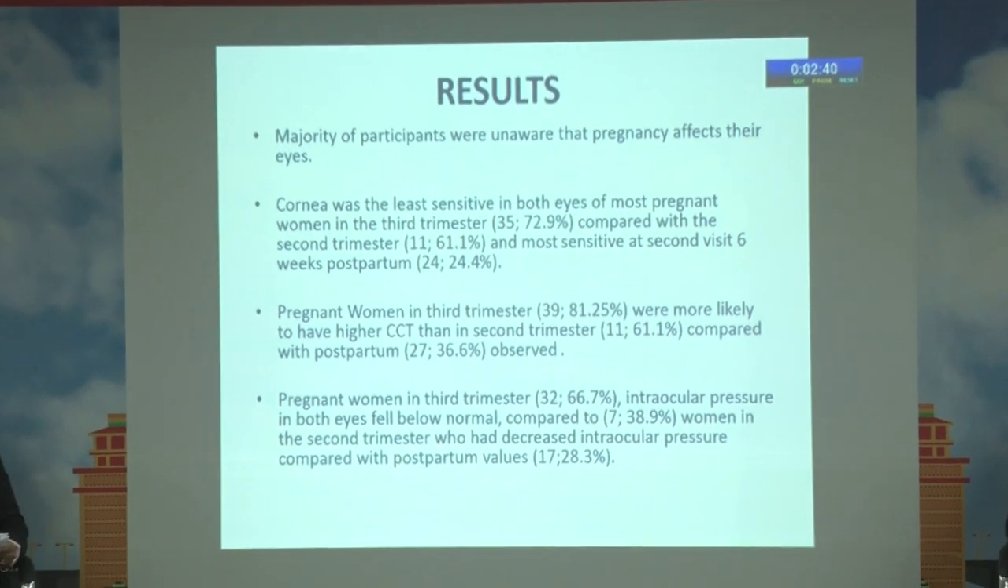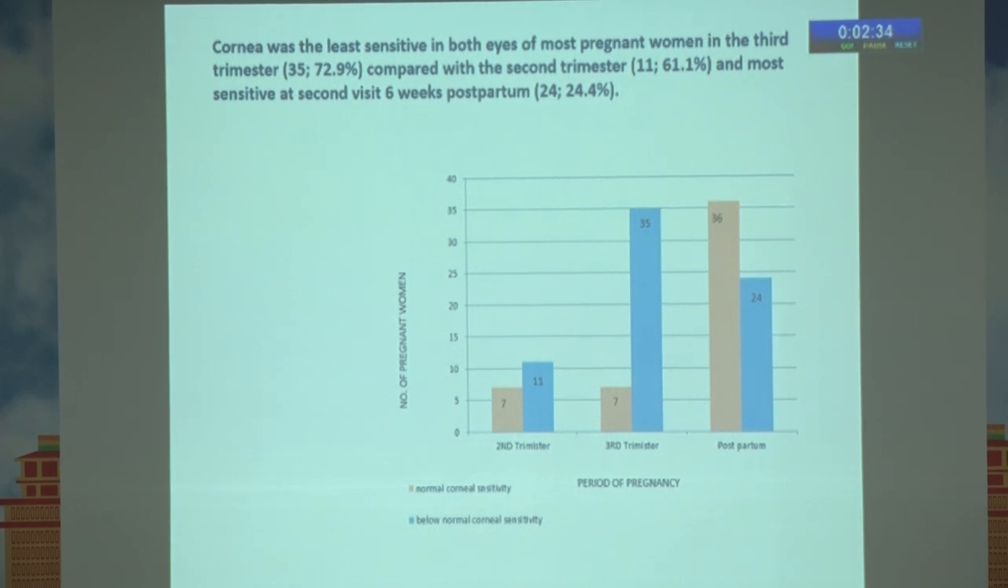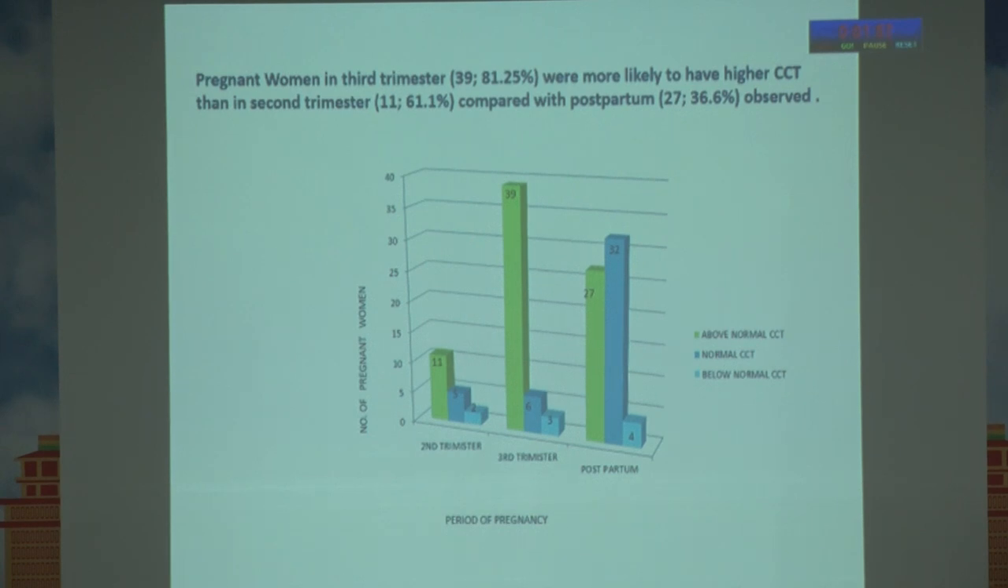The results that we found were that a majority of the patients were unaware that pregnancy affects their eyes, even those who knew through doctors, ophthalmologists, or the internet. The cornea was least sensitive in both eyes in most pregnant women in the third trimester: 35 out of 48 females, that is 72.9%, had lower than normal sensitivity, compared to the second trimester, where 11 out of 18, that is 61.1%, had below normal corneal sensitivity. It was most sensitive at the second visit, 6 weeks postpartum.